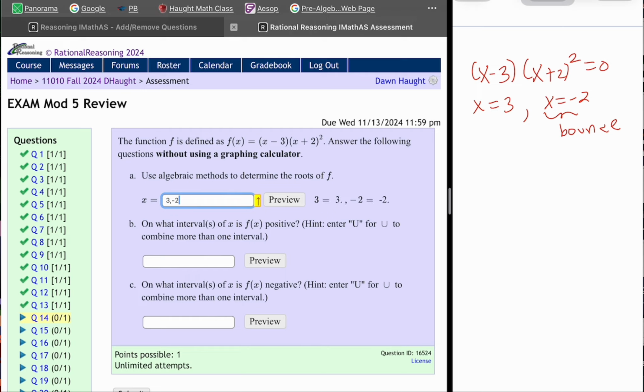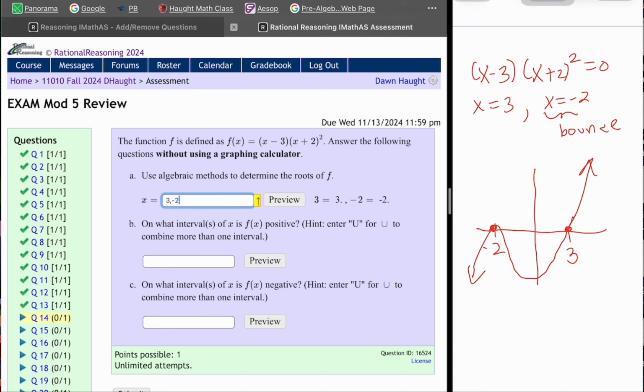Now it says on what intervals is the function positive and on what intervals is the function negative. So that requires us to make a very rough little sketch. Okay, we are going to hit 0 at these two spots. Our left end's going down and our right end's going up. Our lead term is x cubed. We have a bounce at negative 2. We go through at positive 3.